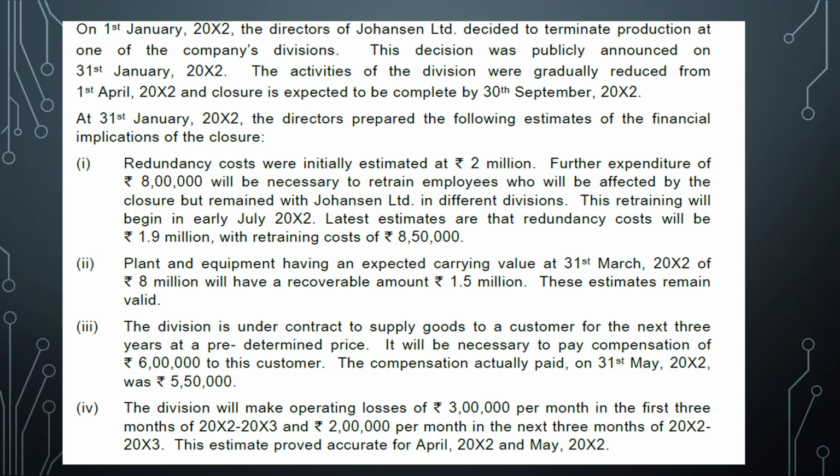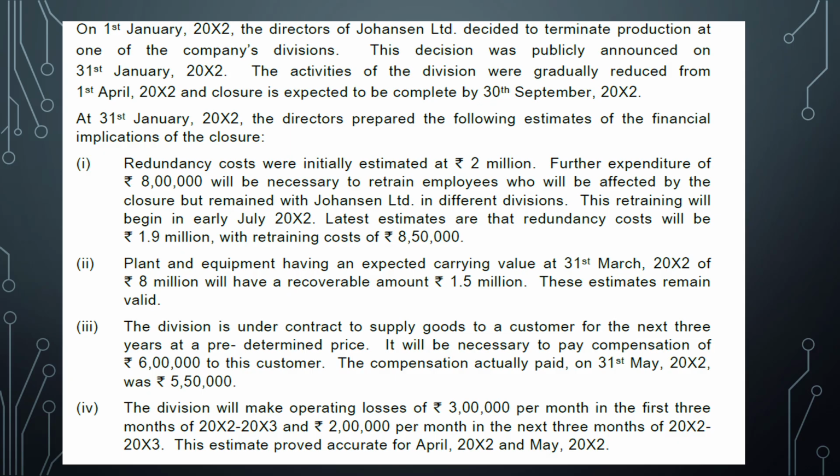On 1st January 2022, the directors of Johansson Limited decided to terminate production at one of the company's divisions. This decision was publicly announced on 31st January 2022. The activities of the division were gradually reduced from 1st April 2022 and closure is expected to be completed by 30th September of the same year. At 31st January, the directors prepared the following estimates of the financial implications of the closure. So first one is the redundancy costs were initially estimated at rupees 2 million.